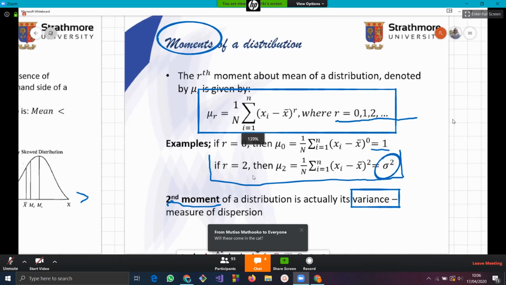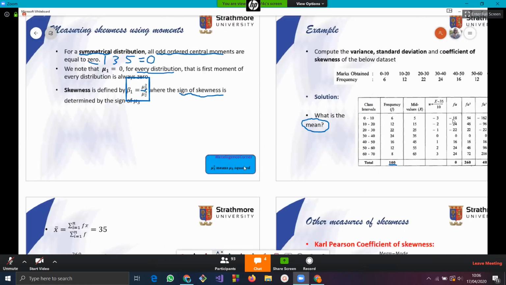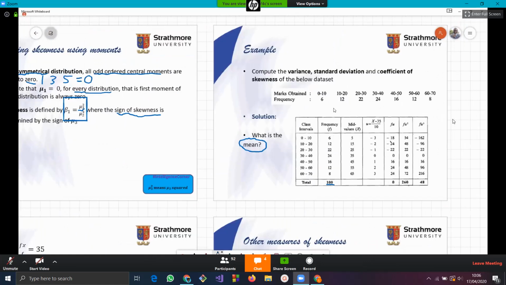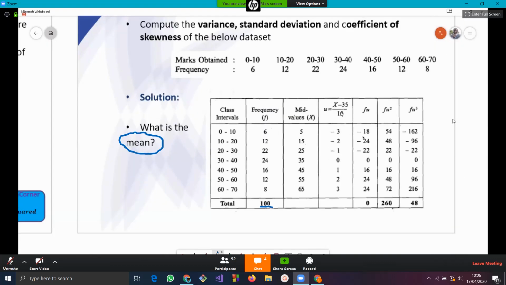But due to the flow, here is what we have. The mean is 35. What I wanted to point out is that we have this column where we're just taking the deviations from the mean. So we're just saying x minus 35. And to simplify things, we're dividing it by 10 so that we have smaller values.